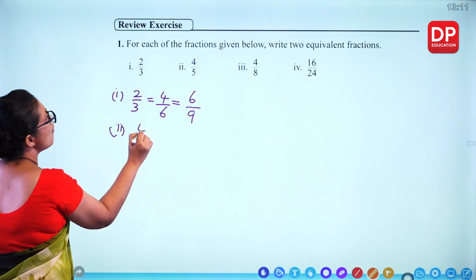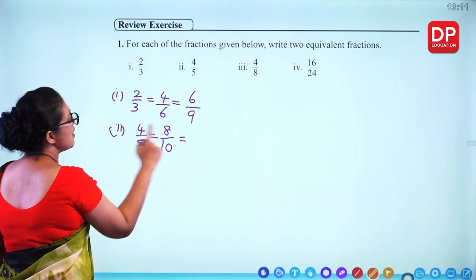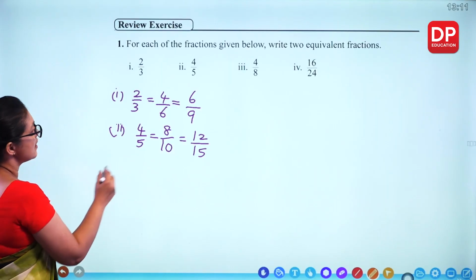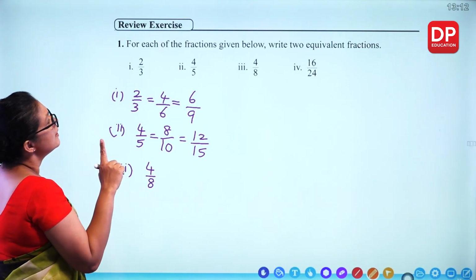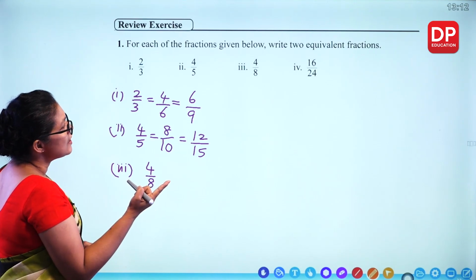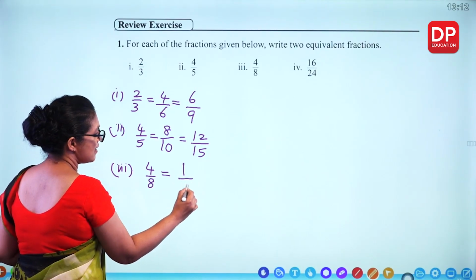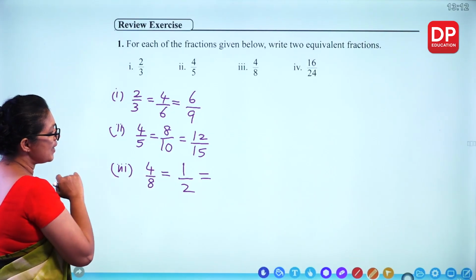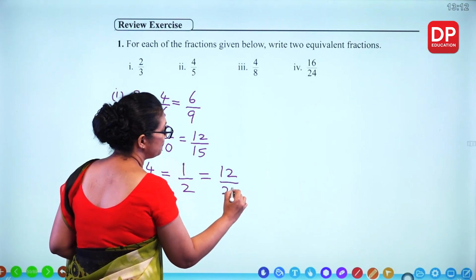Second one, 4 over 5. Multiply by 2, you get 8 over 10. Multiply by 3, 12 over 15. Third one, 4 over 8. So here you can divide also. No need to always multiply. So you can divide by 4. I can write half, or I can multiply it by 3. 3 times 4, 12. 3 times 8, 24.